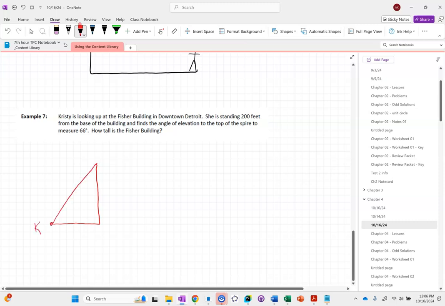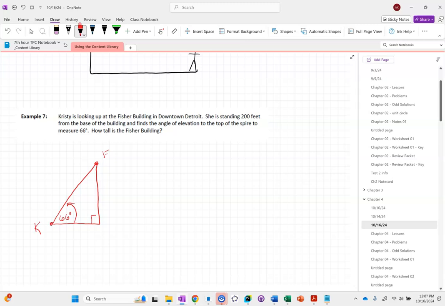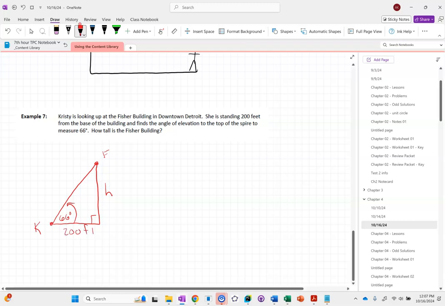So here's Christy down here. There's the top of the Fisher Building. We're told that the angle of elevation is 66 degrees, so that's like there. We'll assume that any structure that's built on the ground is perpendicular to the ground unless stated otherwise. And we want to know how tall the Fisher Building is. So we'll call that side H. Oh, and we're 200 feet from the base. Everybody cool with how I've drawn the picture? The idea now is to just solve for H.